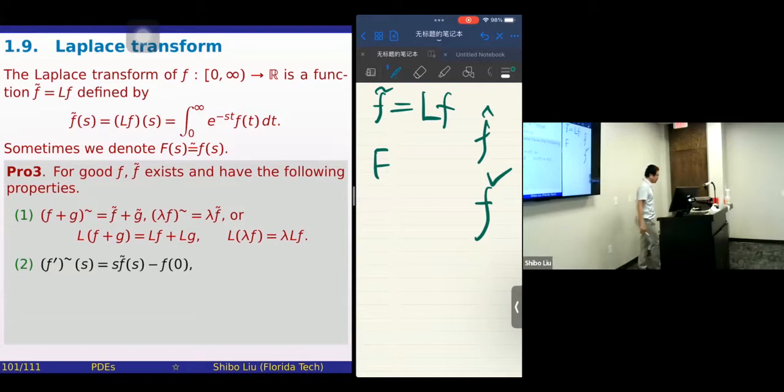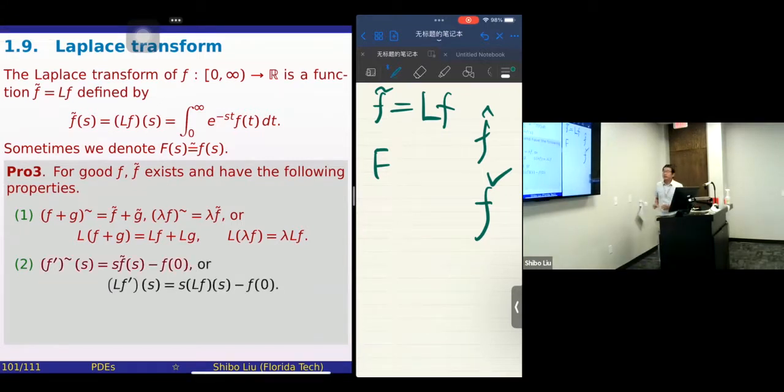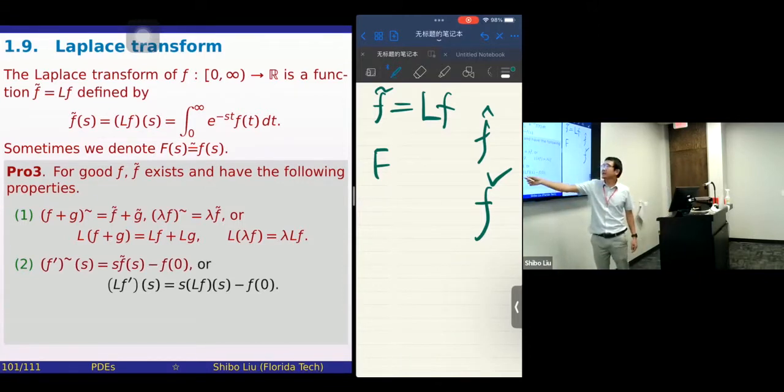So this is again in my notation. But if you like, you use the capital L notation. L f prime of s, that is the Laplace transform of f prime, equals s times the Laplace transform of f, subtract f of 0. The same as what I said before.